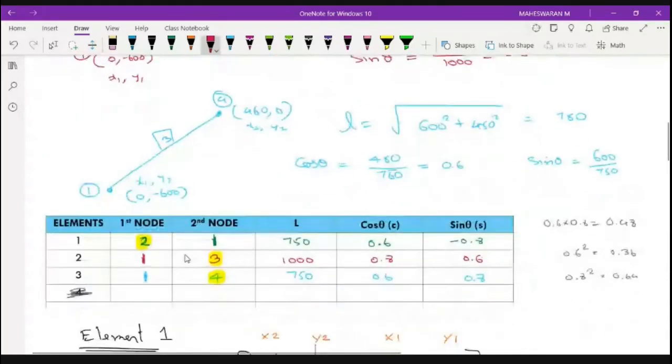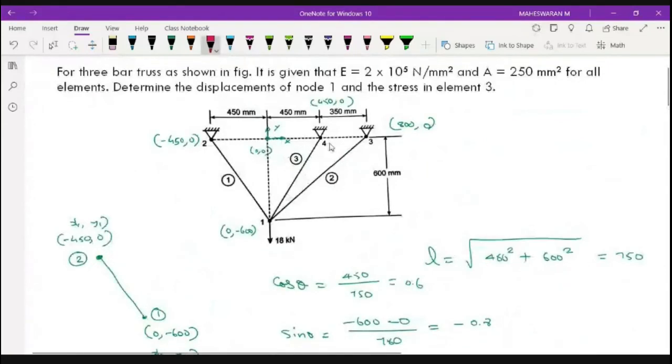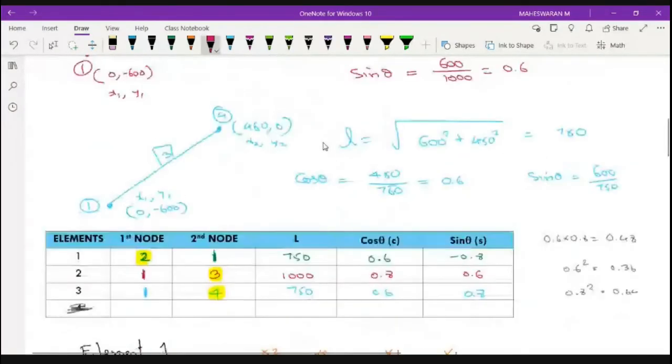So this is my element 3. Node 4 is fixed, so I'll be citing that particular row and column. Node 4 indicates x4, y4, so there is no need to identify the value for this. You can directly substitute it as 0. So you know what the formula is.